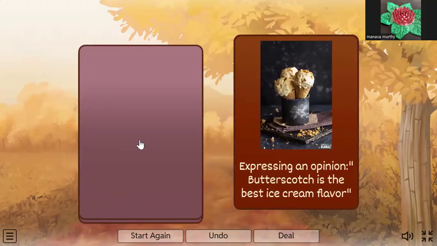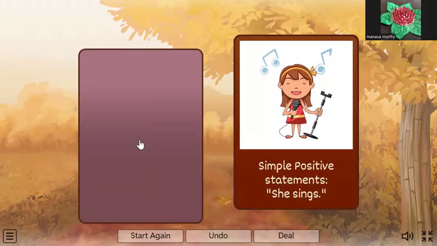Expressing an opinion. You are expressing your opinion, whatever you like, your likes, dislikes, whatever is in your mind. Butterscotch is the best ice cream flavor. According to you, you feel butterscotch is the best ice cream flavor. So to express an opinion, we use a declarative sentence.